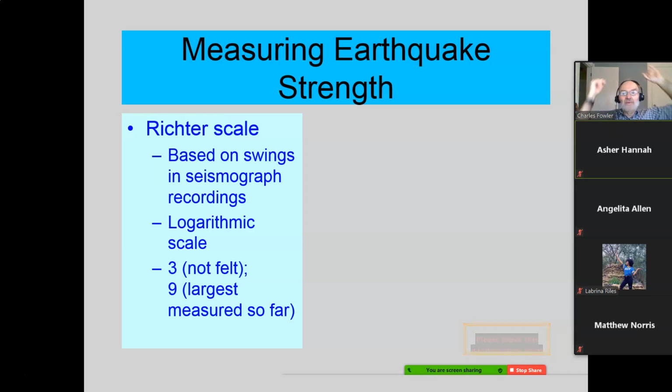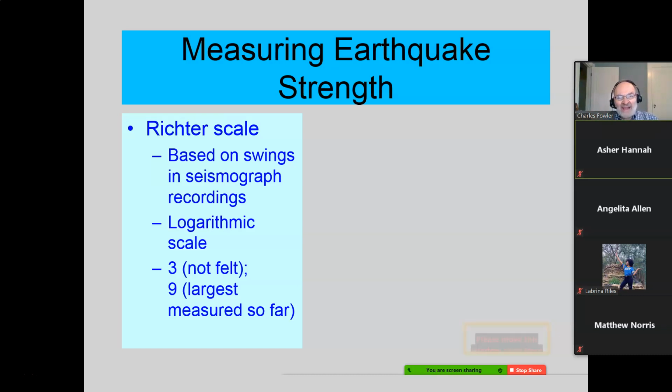So on this scale, a 3 is not felt. On the Mercalli scale, a 1 was not felt. On the Richter scale, a 3 is not felt. You can measure 1, 2, and 3. You're never even going to feel them. You'll just measure them. Anything beyond 3, you start feeling. Okay? So that's how you sort of make a connection. On the Richter scale, the 9 is the largest measured so far. And that's been measured a few times.